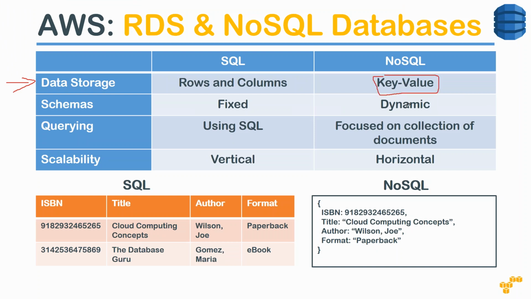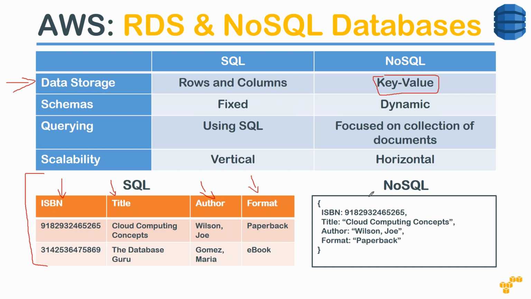What I mean by key and value is, quickly let us see the example at the bottom of the screen. In SQL, this is a table for books, and there are multiple columns like identifier for the book, the title of the book, and who is the author of the book, and what is the format, whether it is hard copy, soft copy, things like that.